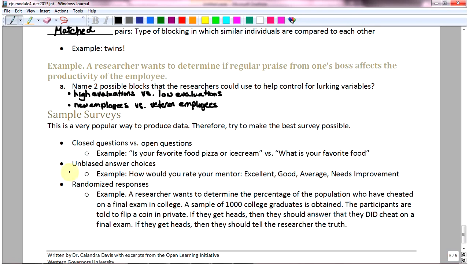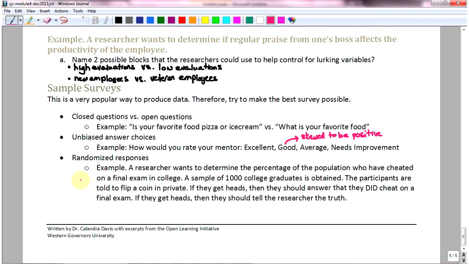Okay. Something else that would affect a good survey question are the answer choices, and you want to make sure that they're not biased. So for example, let's say that you were asked, how would you rate your mentor? Excellent, good, average, or needs improvement? Well, there's an issue with the scale used here because it's skewed positively, right? You have two that are positive. The average isn't bad. Needs improvement is the only negative one. Okay, so the answer choices are biased because they're skewed to be positive. So that's something to be cognizant of when making your survey questions and answer choices.